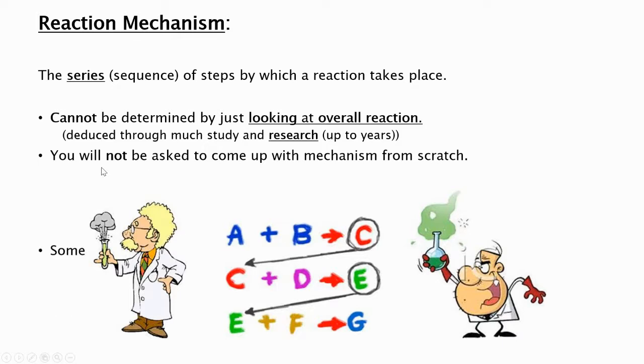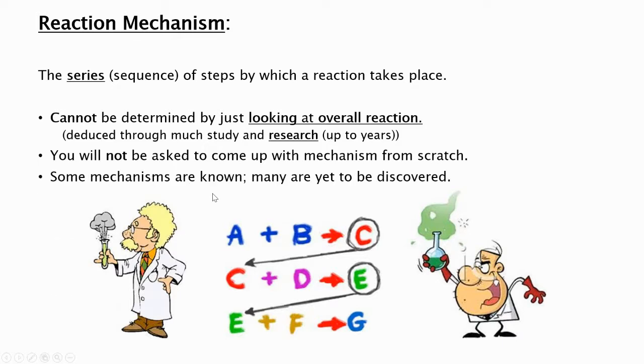All right, so some mechanisms are known, many are yet to be discovered. They all work on the general premise, right? You've got A and B reacting together. These are reactants, and then you produce something, C, and then C gets used up, goes with D, and then produces E. So things that are produced in one step get used up in another step. Those are called intermediates. These things depend on the products being produced from things before, and I'll show you an example of a reaction mechanism in class.